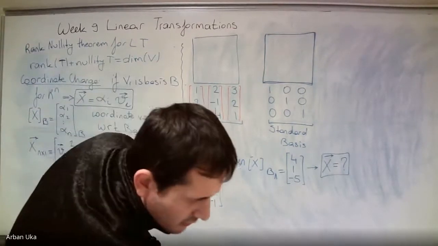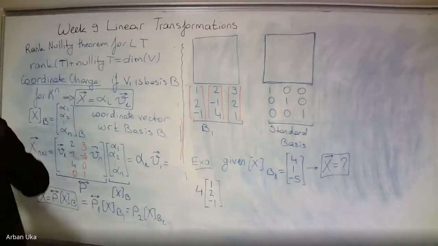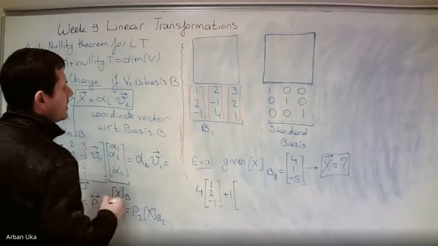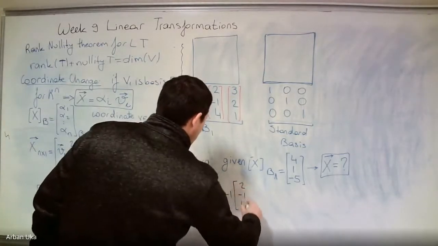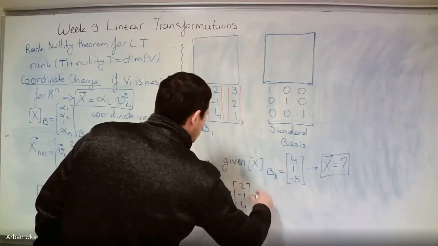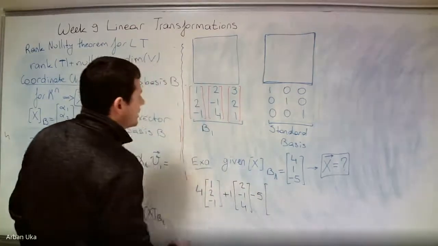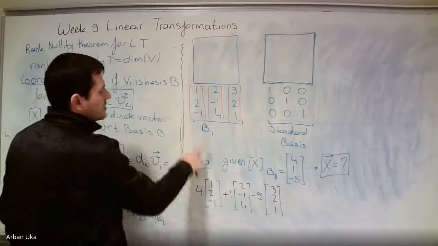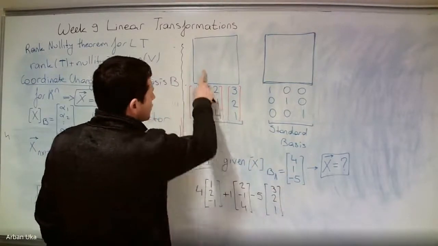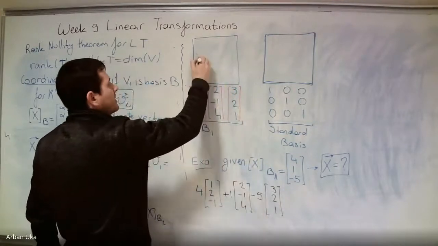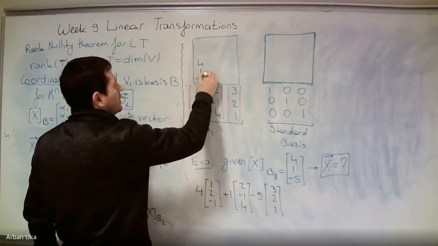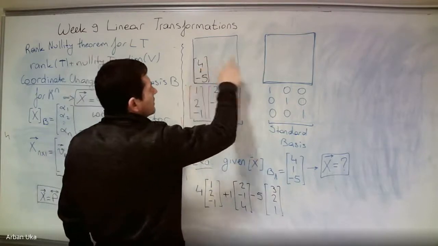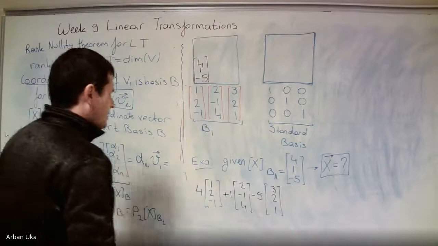So then we do 1 plus 1 times 2, minus 1, 4. Then minus 5 times 3, 2, 1. And by the way, since we are in this basis, let's write down how this vector looks like in this basis. So it is 4, 1, minus 5. Okay? And we want to find how this vector looks like in this domain. And this is what we are doing now.